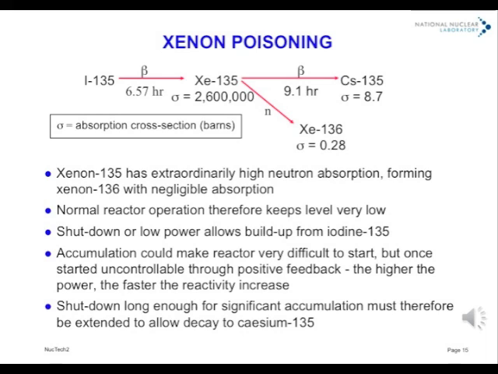For that reason, any shutdown of more than a few minutes duration must be prolonged to at least several days to allow natural decay to cesium-135. Reduction to 0.1% of peak level would take about a fortnight.